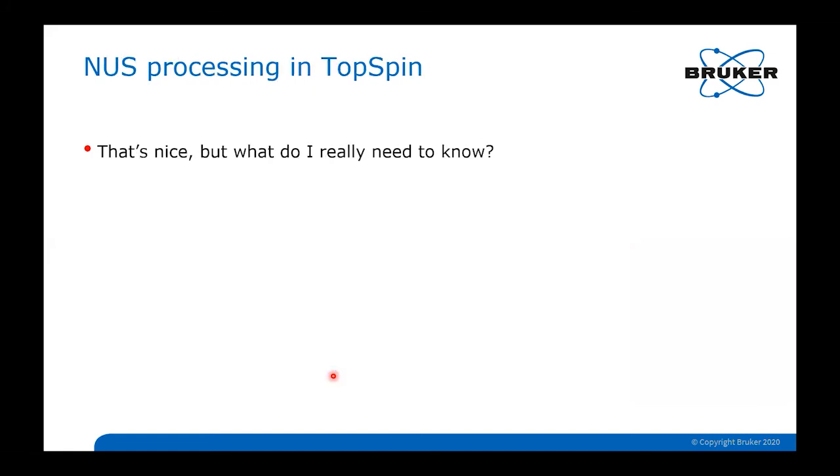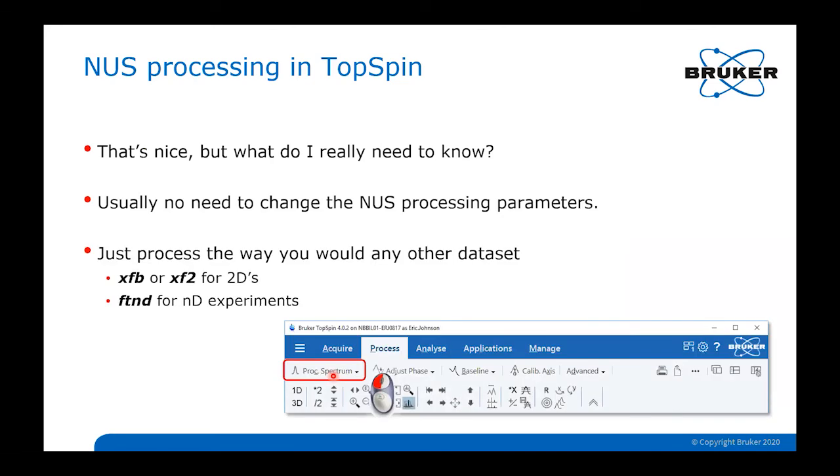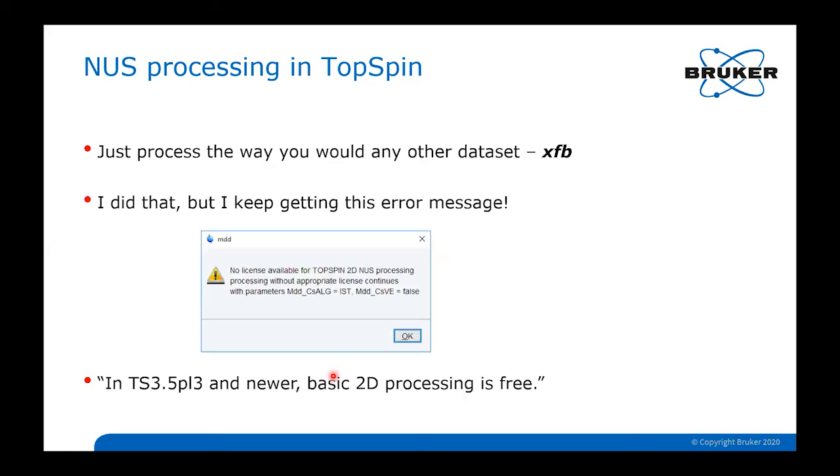So now that we're done with all that, it's great information, but what do I really need to know? The processing is actually pretty easy within TopSpin. When you acquire an NUS data set within TopSpin, the TopSpin data set has all the information that TopSpin needs to know that this data was acquired with non-uniform sampling. So when you tell it to process with just your standard 2D or ND processing commands, it knows what to do. So for a 2D data set, XFB is the standard 2D processing command.